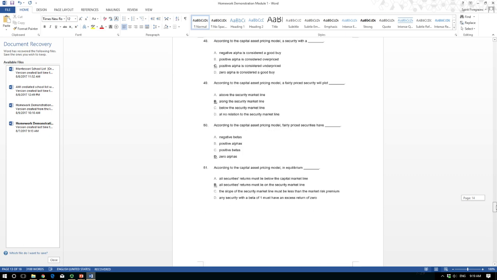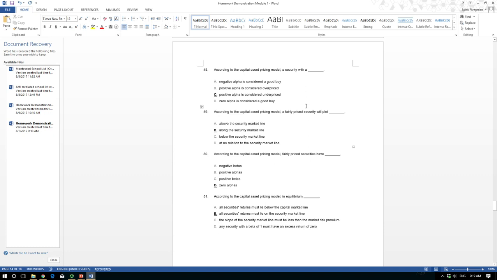Number 48. According to the capital asset pricing model, a security with either positive or negative alpha is considered to be overvalued or undervalued. Okay, so a positive alpha means that the stock lies above the security market line. And as we discussed, that kind of security is not overvalued, but undervalued. Any point below the SML will carry negative alpha and is considered to be overvalued.